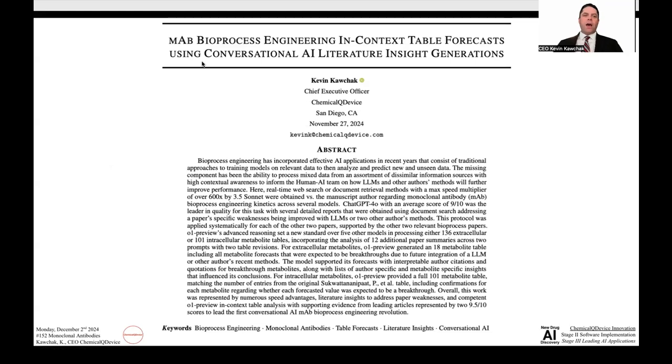So this focuses on monoclonal antibody bioprocess engineering in context table forecast primarily, using and supplementing it with facts from literature, and this goes into the decision based on what other authors have found.